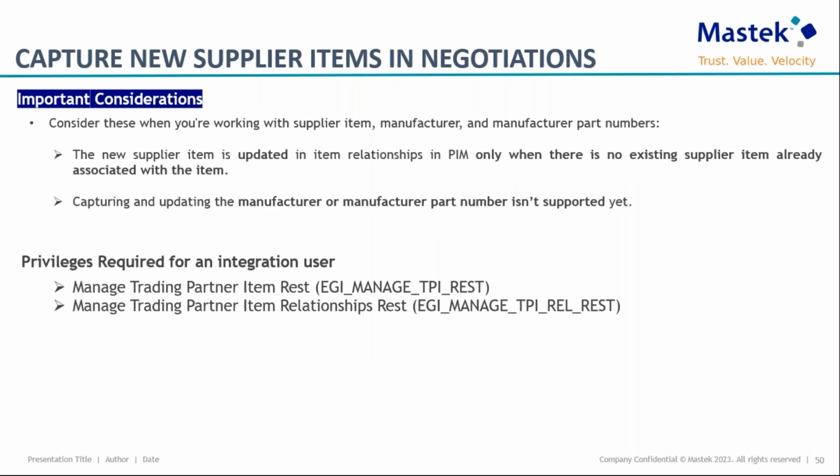While using this feature, we need to consider some points. The first one is this will only be applicable if there is no existing supplier item associated with that item. And second consideration is that for the manufacturer or manufacturer part number, this functionality we cannot use. To establish integration, we need to have these two privileges, and without these privileges, an integration cannot be established.